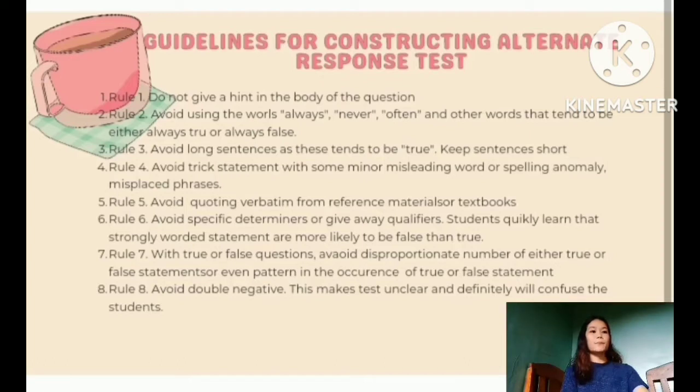Next, rule number 3. Avoid long sentences as they tend to be true. Keep sentences short. Kung gagawa tayo ng sentence, kailangan din nating iwasan na magsulat ng mahabang pangungusap dahil sa isip pa lang ay maaari nang isipin nilang tama ito. Kaya panatilihing maiikli ang gagawing pangungusap.